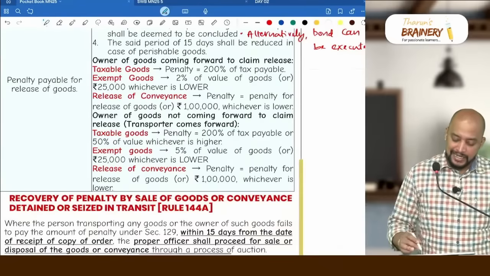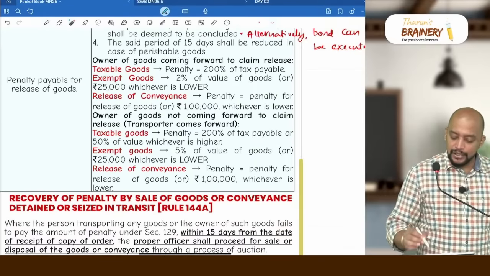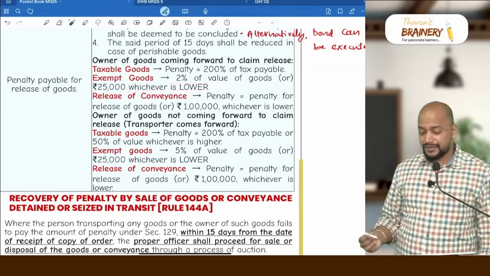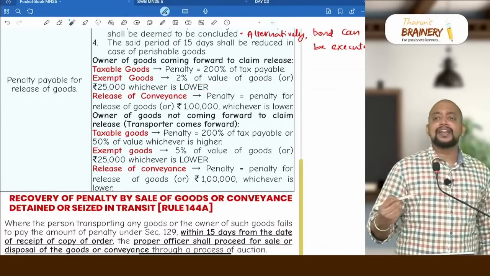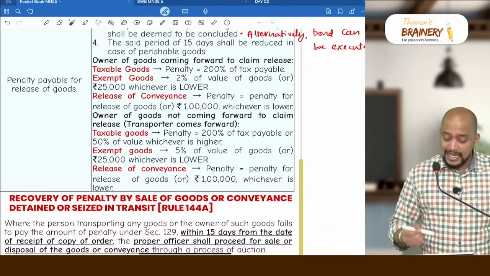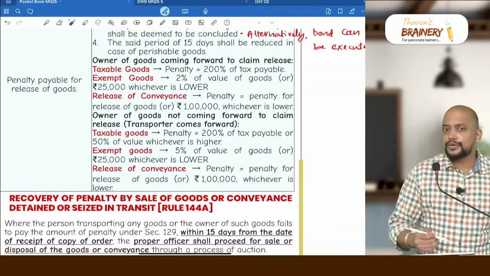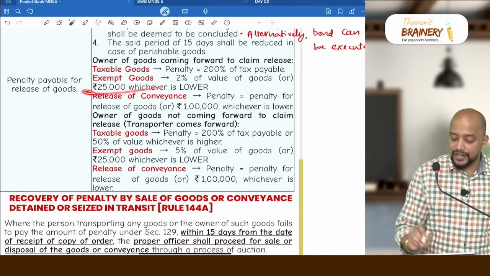That is about this. Then for taxable goods, exempted goods the penalty will be 2% of value of goods or 25,000, whichever is lower. Usually penalty everywhere it will be whichever is higher. This is the place where we have whichever is lower, because it is exempted goods. The maximum penalty will be 25,000 rupees.